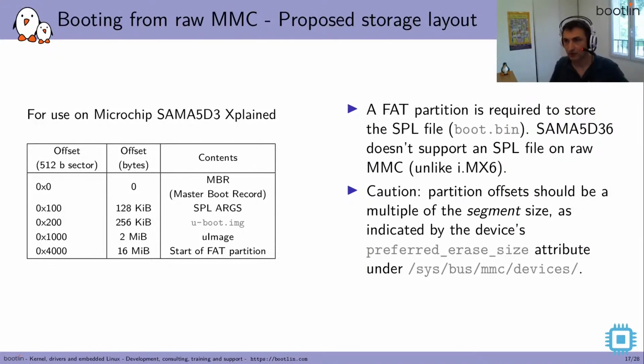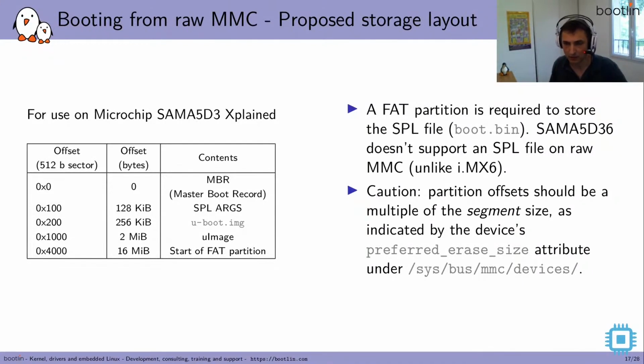So the first case we are going to study is booting from raw MMC. Here's a proposed storage layout. At offset 0 of the raw MMC, you have the master boot record, of course, containing the partitions. You have the SPL args at offset 128K.